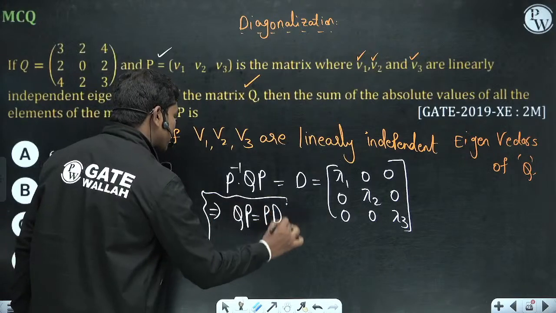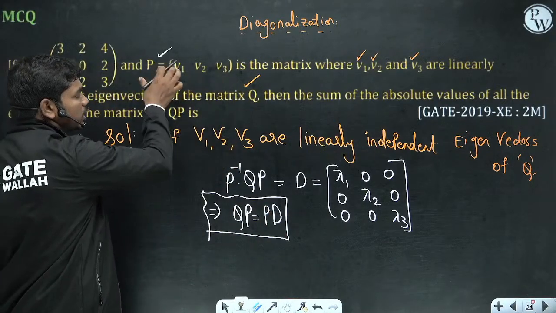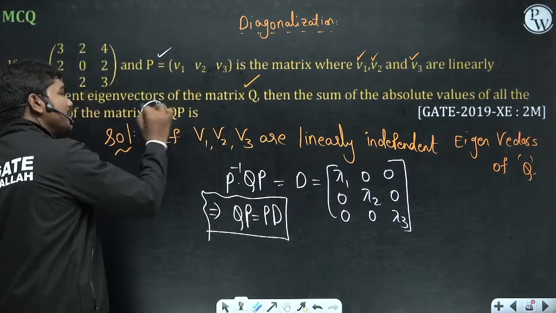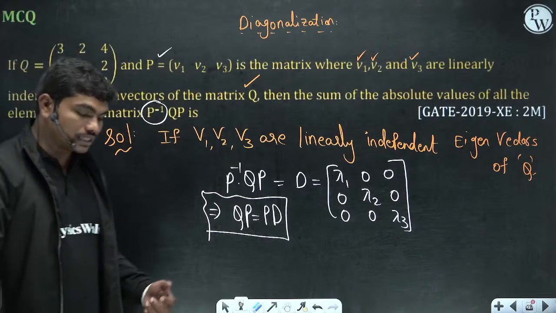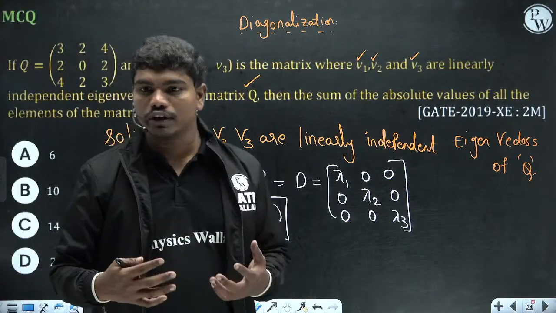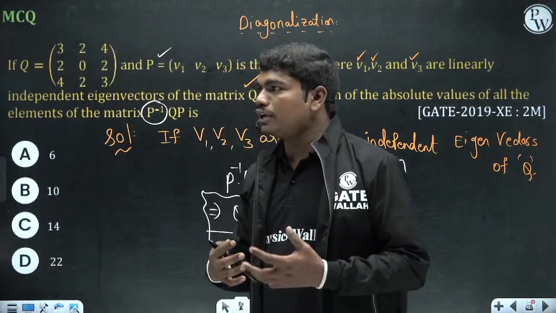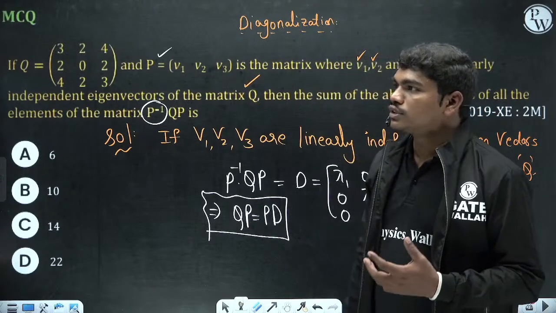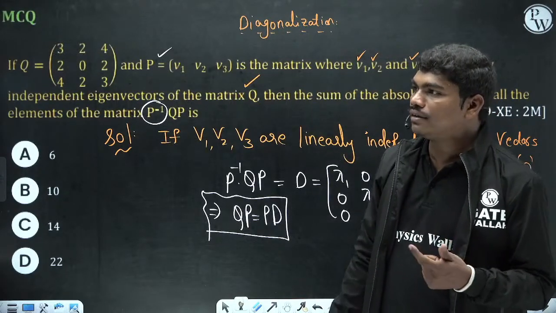Whenever these vectors are linearly independent, the determinant of P won't be 0, so that's why P inverse exists. Why the determinant is not equal to 0, I'll tell you. So we use this to form a matrix with the help of the eigen set.